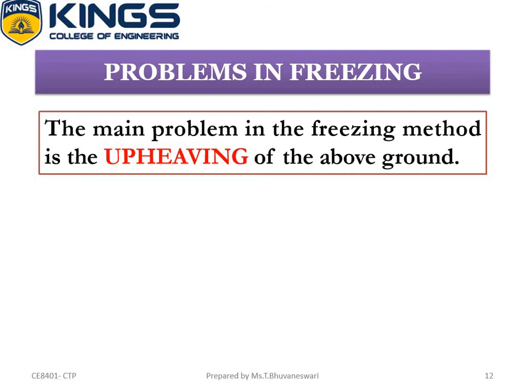So what are the problems in freezing? The main problem in the freezing method is the upheaving of the above ground. To avoid the upheaval problem, we should be careful in the ground freezing process and the temperature of the brine solution. So the temperature of the brine solution plays an important role in the freezing of the ground.